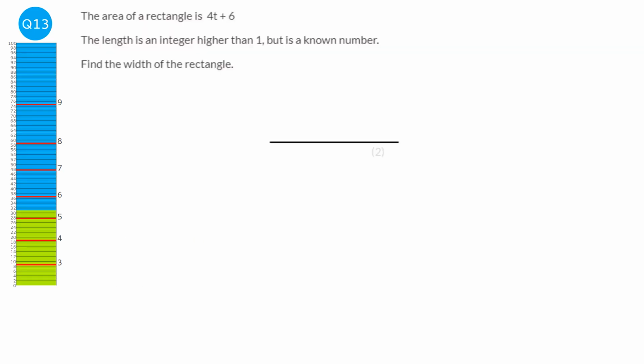So for this question, what we need to do is factorise 4t plus 6. Now factorise means put it into brackets. So what I can do is put a 1 on the outside here. 1 times 4t plus 6 is 4t plus 6, but the question clearly states that it is higher than 1. So we need to find another number that's higher than 1 to factorise this with.